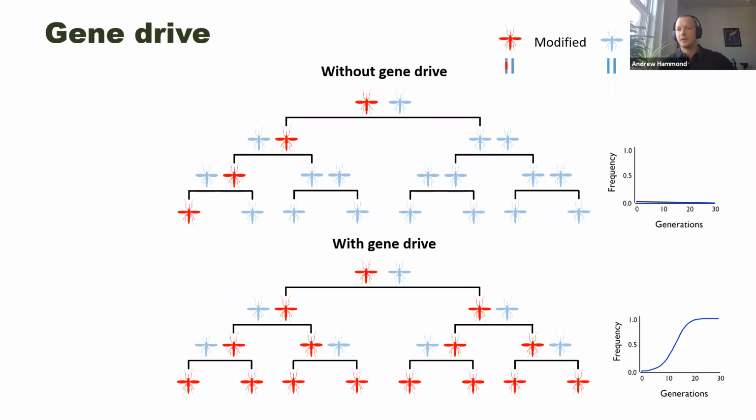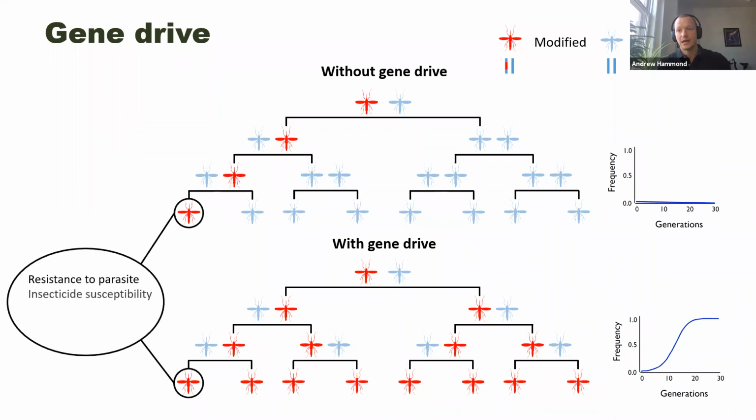But you don't need that doubling. Even if there's a small bias in transmission, even if it's 55% that get the gene drive and 45% don't, that will cause it to start spreading in a population over time. And that spread is very rapid. In fact, it takes about 20 to 30 generations for a gene drive to become fixed in a population, even when you release it at an incredibly low initial frequency. And you can use this to spread anything you want, really.